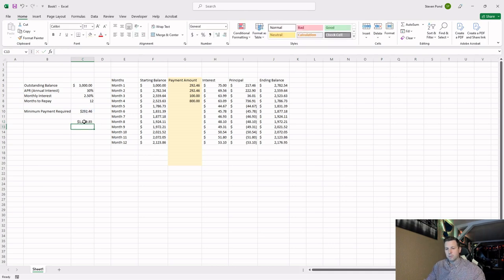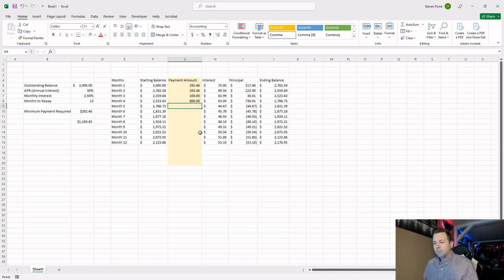So in 4 months, you basically caught up, and you're actually overpaying now. You've paid about $1,500, and to pay the minimum it'd be $1,169.85. So now you're ahead. You're going to watch this as it goes down. This ending balance is going to start getting closer and closer to zero. So now we can start to pay a little bit less since we're caught up a bit.